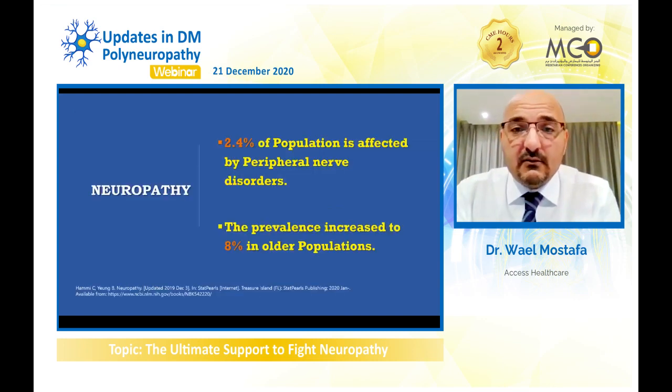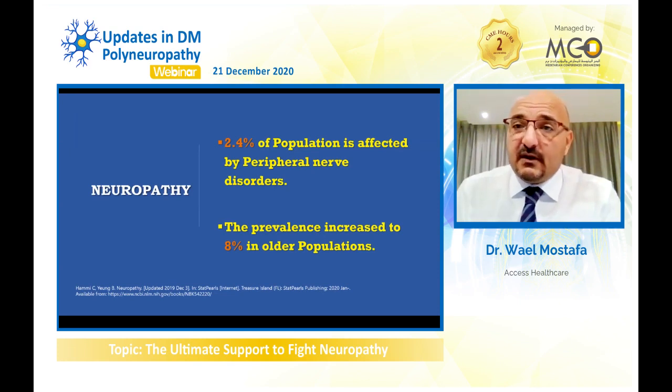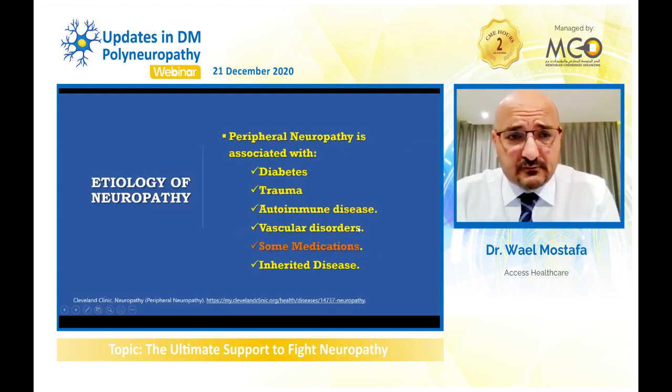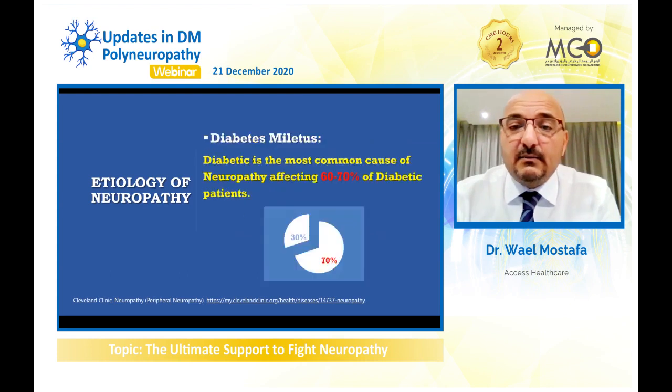Of course, something everybody knows about is the neuropathy incidence in our population, especially in the Middle East here. 2.4% of the population are suffering from peripheral neuropathy, and the prevalence increases to 8%. If we look at the etiology of neuropathy, we'll find, as you know, diabetes, trauma, autoimmune disease, vascular disorders, and some medications that we will focus on in this presentation.